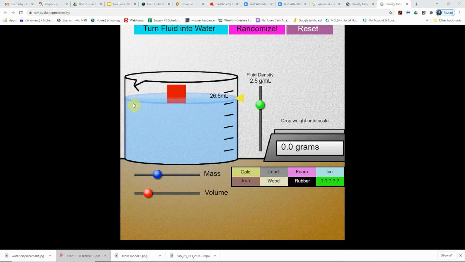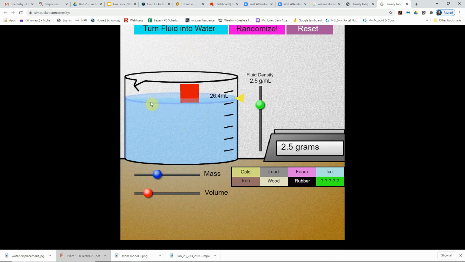Today we're going to use this simulation called Simbucket, and don't worry, the link will be in the assignment that you're about to do. What Simbucket will let you do is measure the density of objects. So you can imagine we could come over here and weigh it, and then use that volume displacement technique that we learned yesterday, or in the previous assignment, to help us figure out the volume.